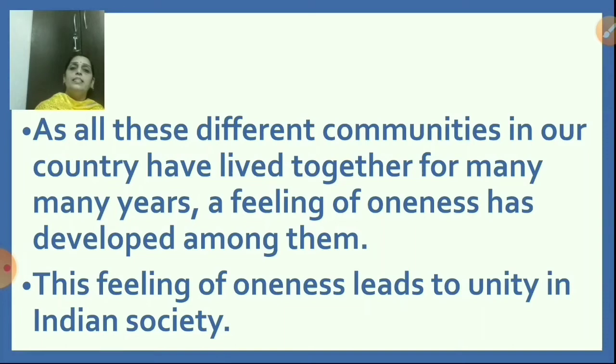As all these different communities in our country have lived together for many years, a feeling of oneness has developed among them. This feeling of oneness leads to unity in Indian society. This means students, for many years we all are living together, so a feeling of togetherness has developed among the different communities in our country. So this feeling of togetherness leads to unity in Indian society.